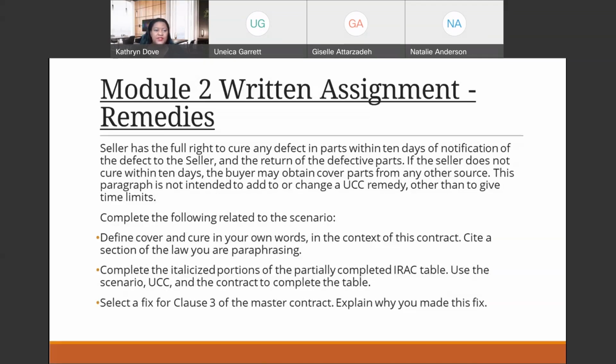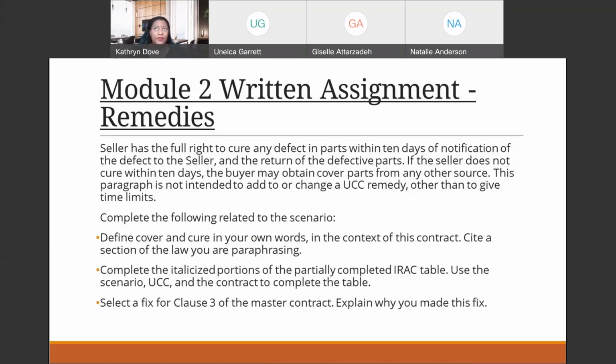The contract says the seller has the right to cure any defect in the parts within 10 days of notification of the defect to the seller and the return of the defective parts. If the seller does not cure within 10 days, the buyer may obtain cover parts from another source. This paragraph is not intended to add or change a UCC remedy other than to give time limits.